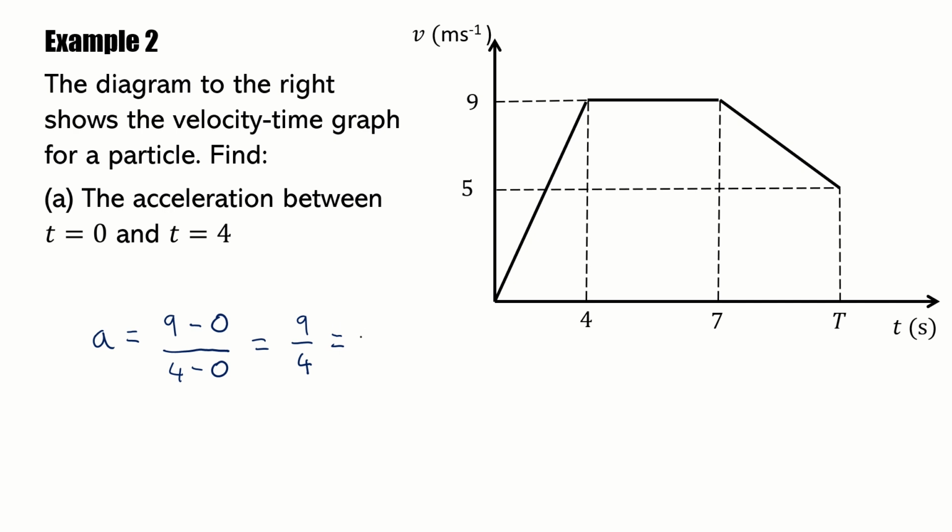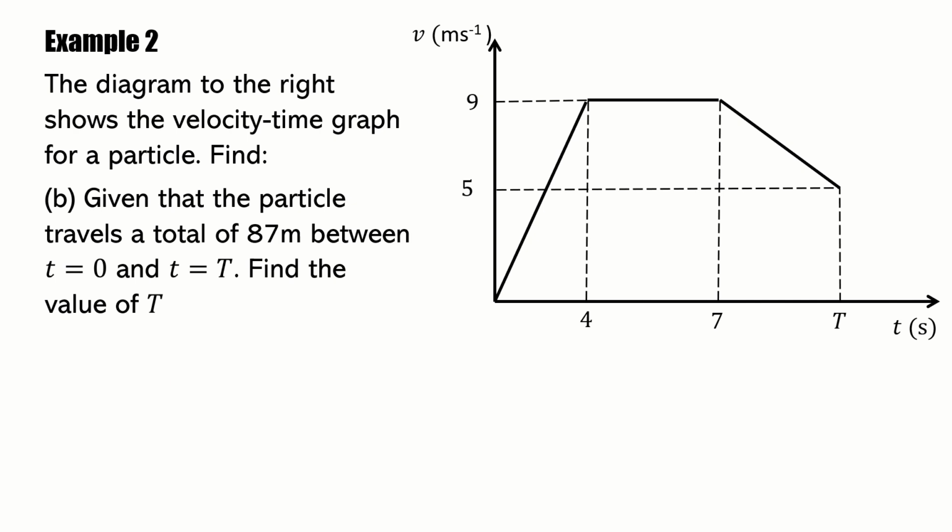So writing 9 over 4 as a decimal, that would be 2.25, and then for units, acceleration units would be meters per second squared, ms to the minus 2, if time is in seconds and v is in meters per second. Cool, that's part A. It's really as easy as that. If it's a straight line, just work out the gradient of the straight line, and boom, you've got acceleration.